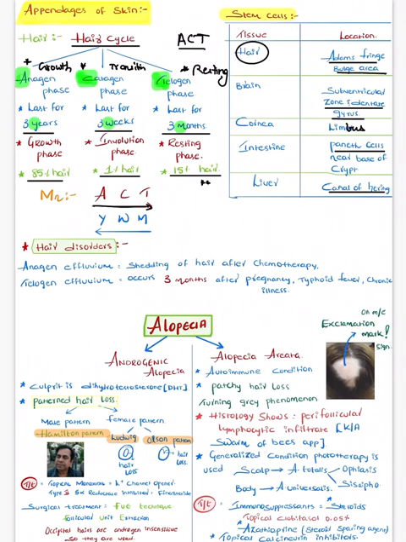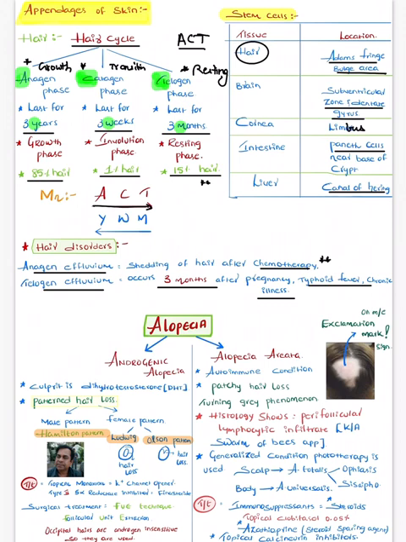Now coming on to the disorders of the hair. You have two things: anagen effluvium and telogen effluvium. Anagen is the growth phase of the hair, so now the growing hairs have started to shed off. How will it shed off? If you start chemotherapy. Now telogen effluvium: telogen was the resting phase, so it occurs 3 months after prolonged illness like pregnancy, typhoid fever, or chronic illness.